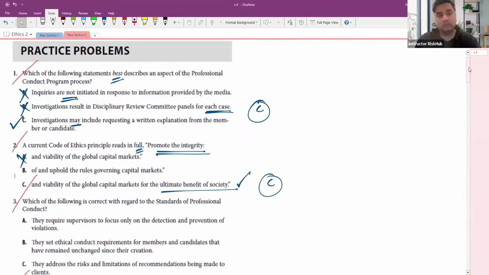Now look at option B, investigation results in Disciplinary Review Committee panels for each case. Please understand that Disciplinary Review Committee panels happen only if a violation is found, not in each case, and also if a violation is found and the member or candidate directly proposes a sanction, right? Most cases never reach a panel, right? Remember that. Okay.